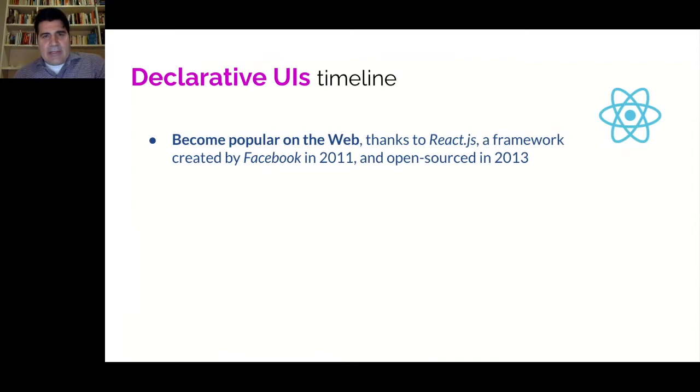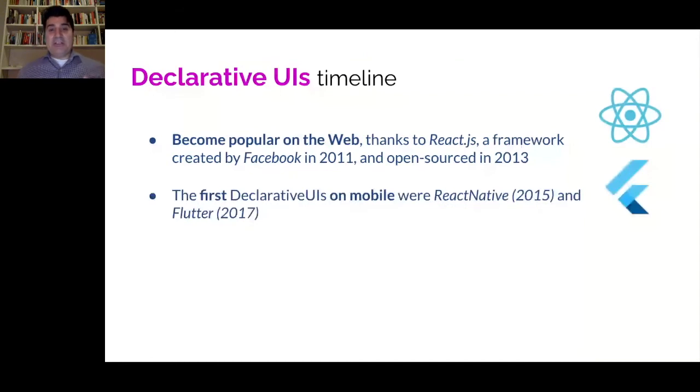And on mobile, the first declarative UI was React Native, which is the mobile version of React, released in 2015. But then, more interestingly and more importantly, I would say, Flutter really made a difference. The introduction of Flutter's declarative UIs on mobile really had an impact. And probably Flutter is what showed that declarative UIs really simplify mobile development, and make it much better, much easier than using the existing UI toolkits.